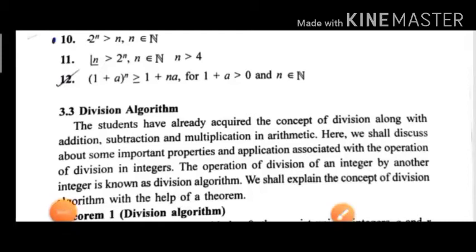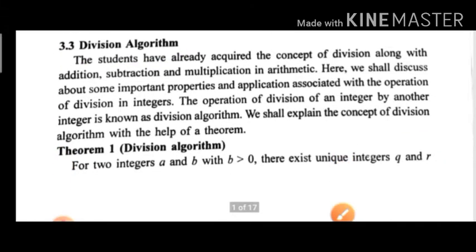Hello students, welcome back. Today in this video we are going to learn about the division algorithm. You have learned the division algorithm in class 10. What is the theorem?